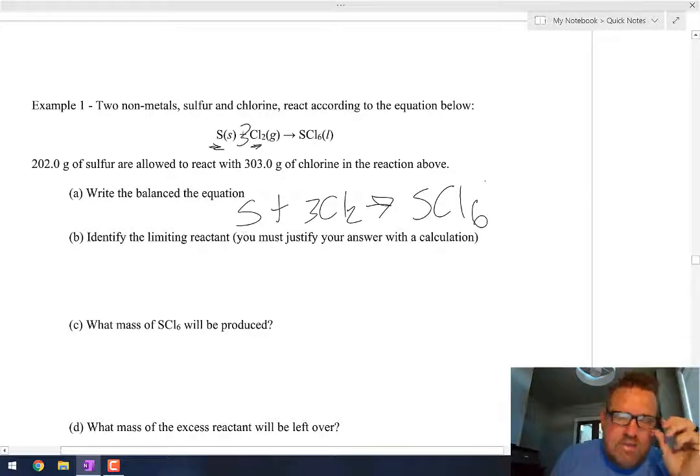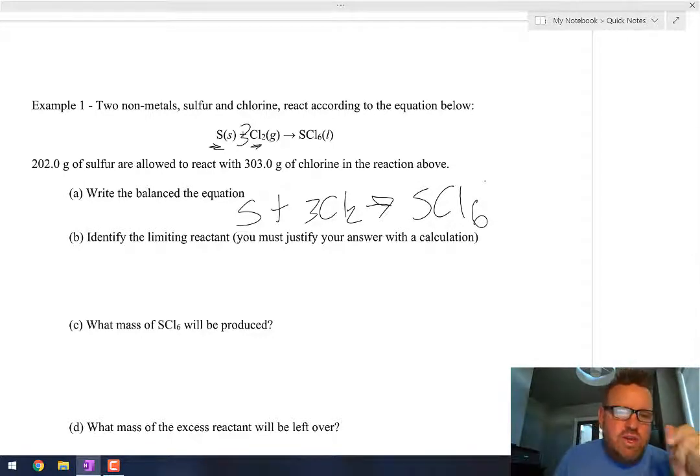Identify the limiting reactant, and you have to show math to do that. You can't just say, this one's going to run out first.